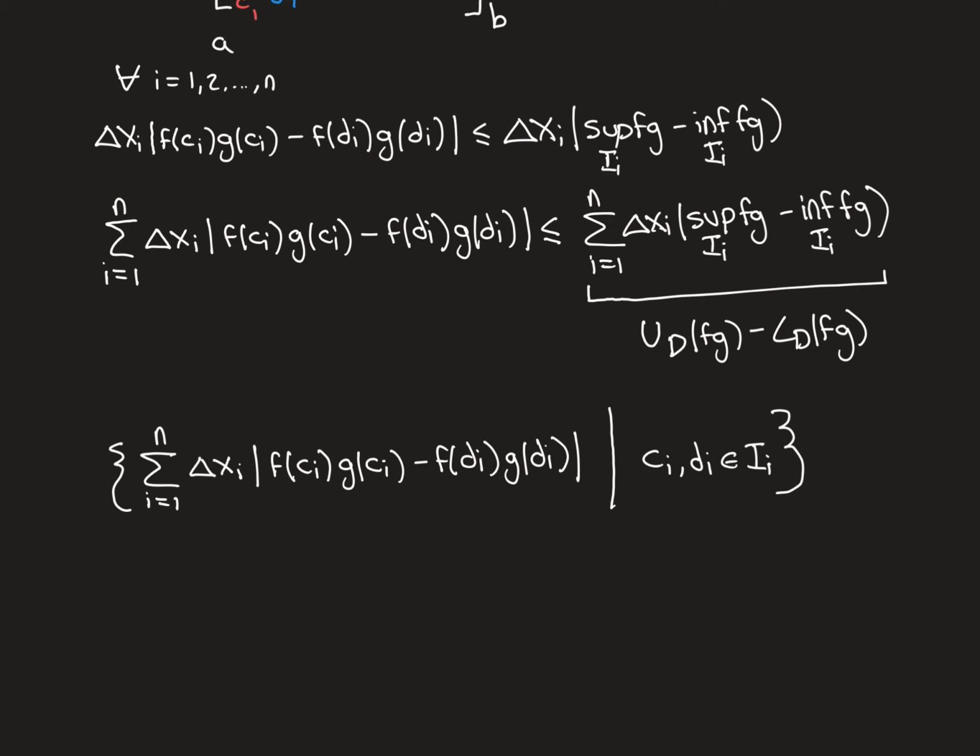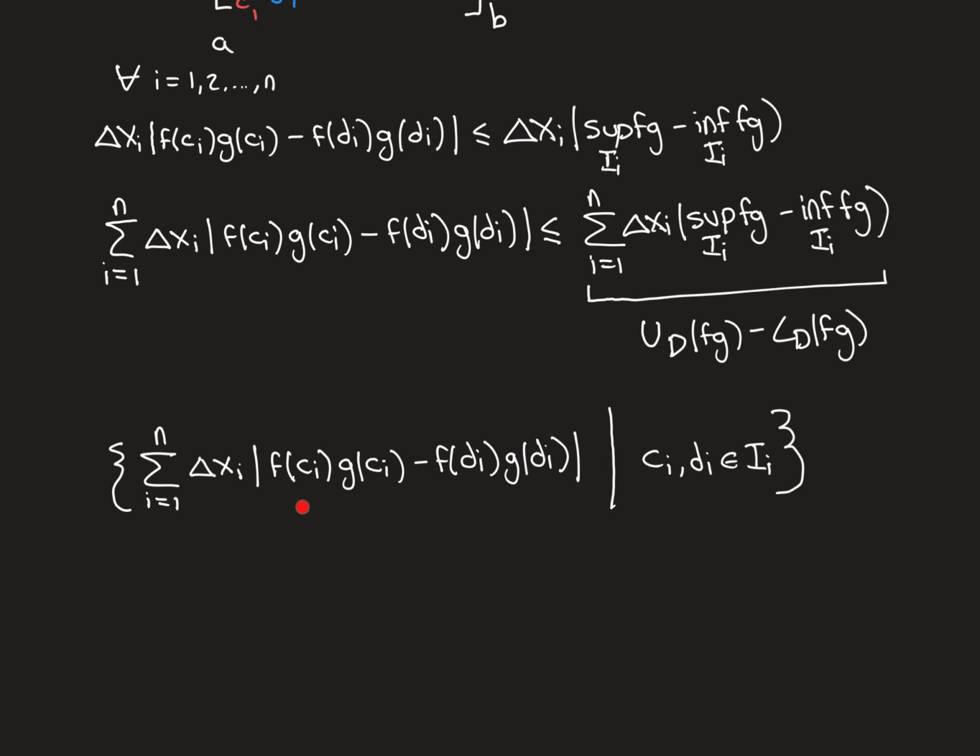These sums, the sum from i equals 1 to n of Δx_i times the modulus of the function evaluated at c_i minus the function evaluated at d_i, and our criteria are just that the c_i's and the d_i's must be in the correct subintervals. So c_i must be in the ith subinterval and d_i must be in the ith subinterval. So you let it range over all possible choices of the C and D sequences of points and put every single one of these values into this set.